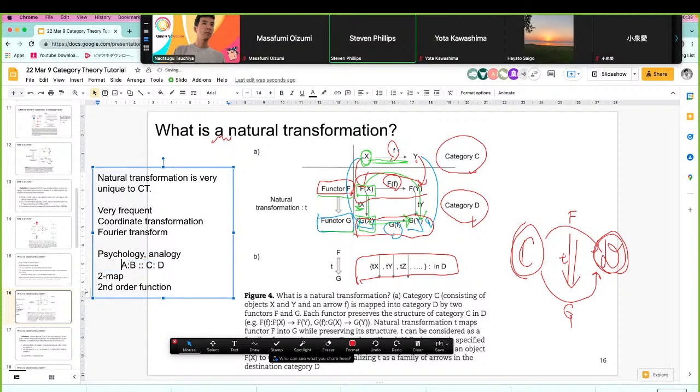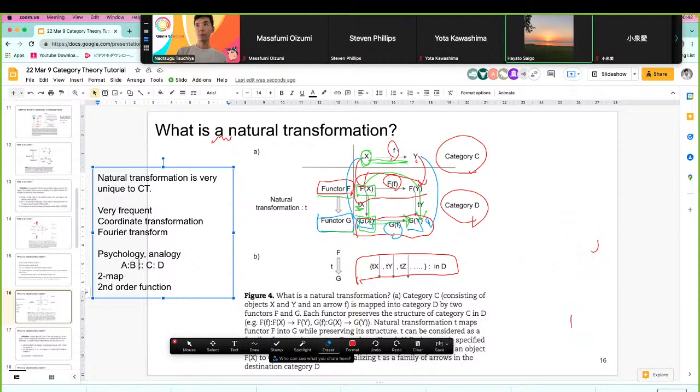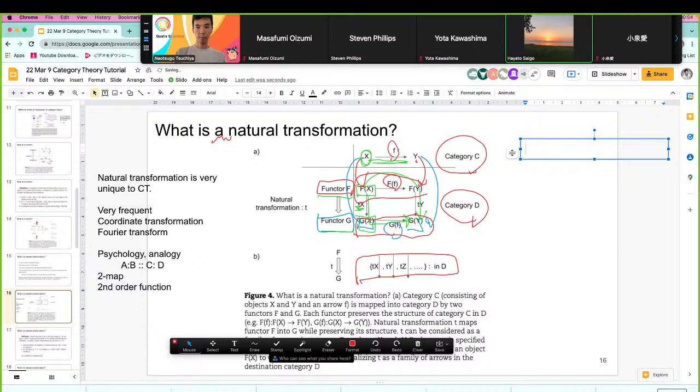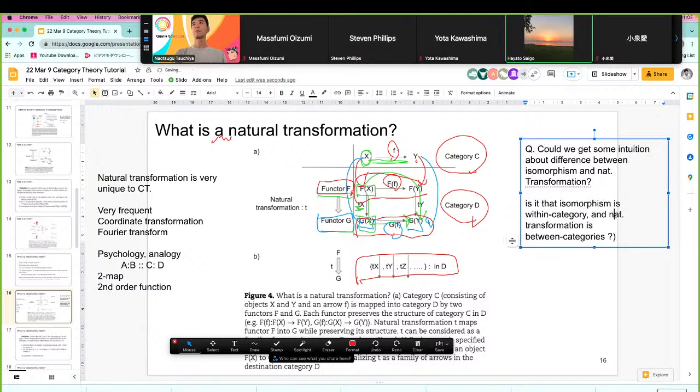Okay, there is a question from Isaac. Could we get some intuition about the difference between isomorphism and natural transformation? Okay, first we need to understand that a natural transformation is an arrow from one functor to another functor. And the second thing is that not every arrow is an isomorphism. Only an invertible one is an isomorphism. Like that, an invertible natural transformation is called a natural equivalence or natural isomorphism.